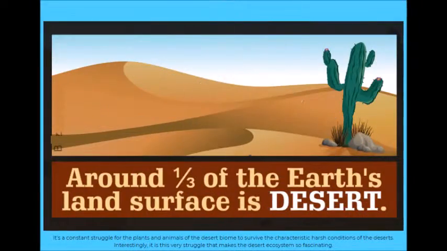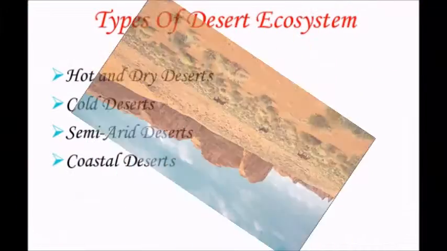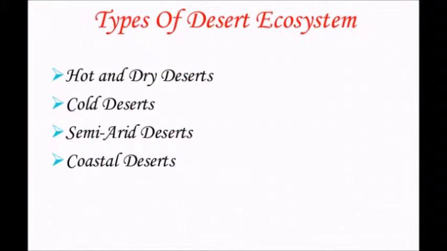Desert ecosystem. A desert ecosystem exists where there is little rainfall and the climate is extreme in harshness. It occupies about 17% of the Earth's surface. Types of desert ecosystem are here: hot and dry deserts, cold deserts, semi-arid deserts, coastal deserts.